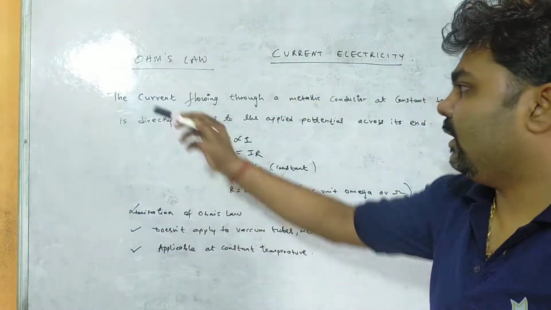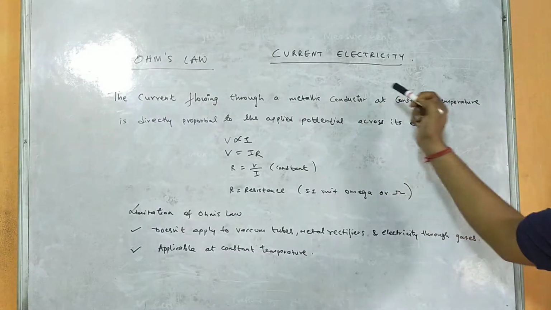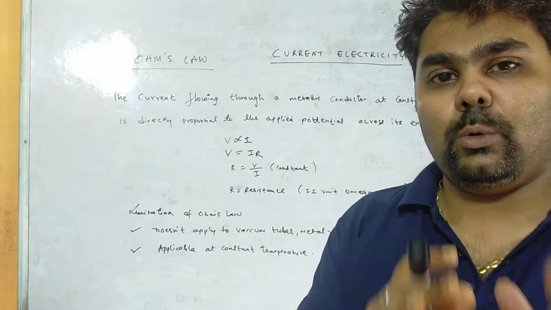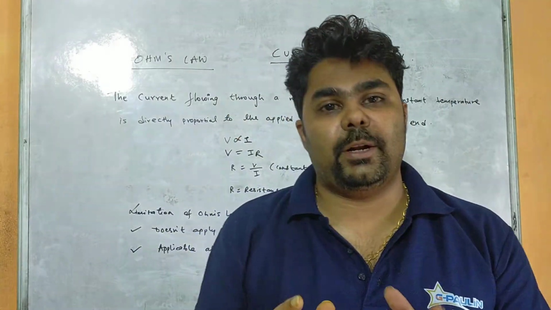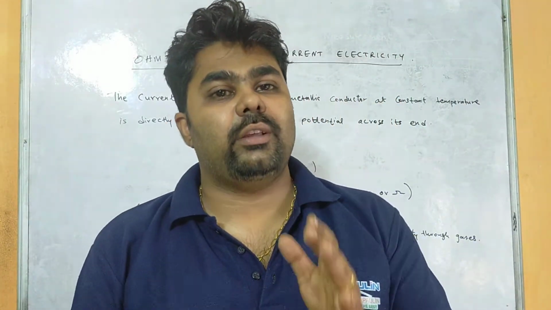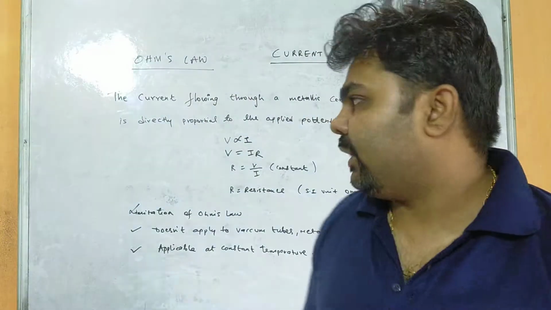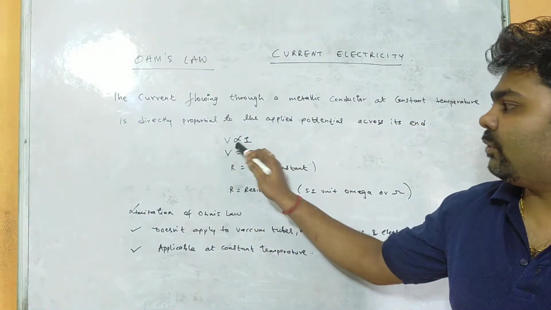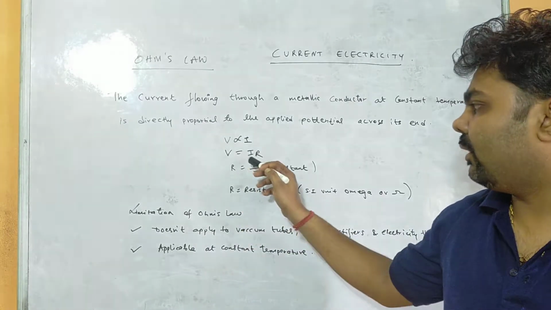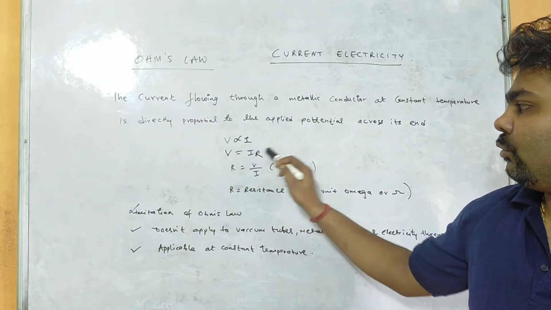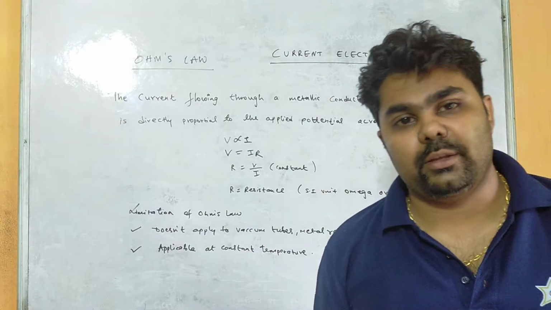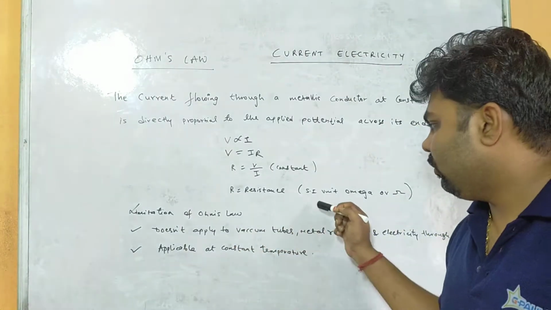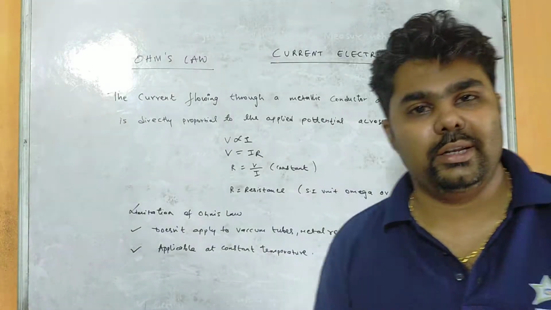That means here it is written the current flowing through the metallic conductor at a constant temperature, and there is one condition, that means at constant temperature only the potential difference applied across the ends of the conductor is directly proportional to the flow of current, that is V is directly proportional to I. Okay, so when this proportionality sign goes away, we get a term called R, that is V equals IR, where R equals V by I, where R is the resistance, the obstruction to the flow of current. SI unit is ohm.